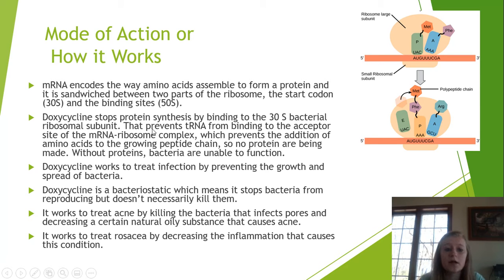What doxycycline does is stop protein synthesis by binding to the 30S bacterial ribosome subunit. If it binds to the small ribosomal subunit, then it stops the whole translation process. That prevents the tRNA from binding to the A site of the ribosome, which prevents the addition of amino acids to the growing peptide chain, so no proteins are being made, and without proteins, bacteria are unable to function.